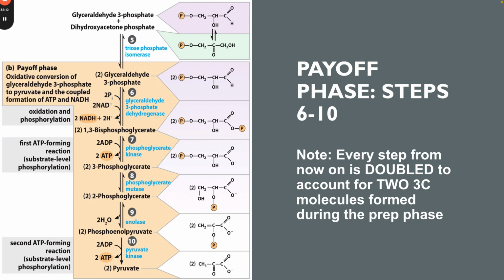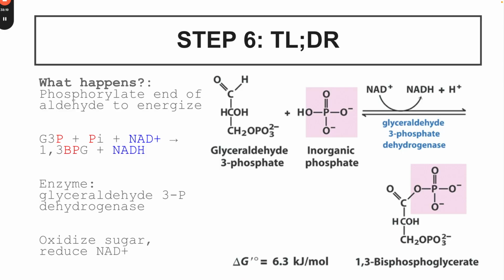Fantastic. Here is the payoff phase, which is steps 6 to 10. So every step from now on is doubled because we have 2 molecules. We have 2 molecules of G3P. So step 6, what happens?